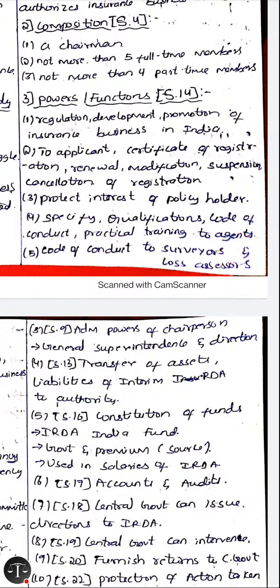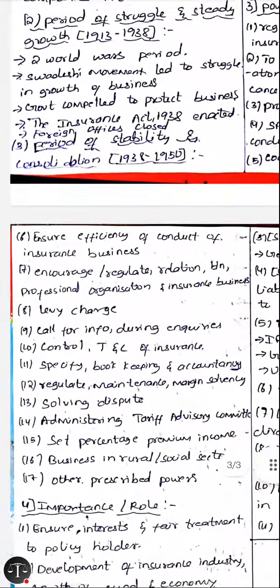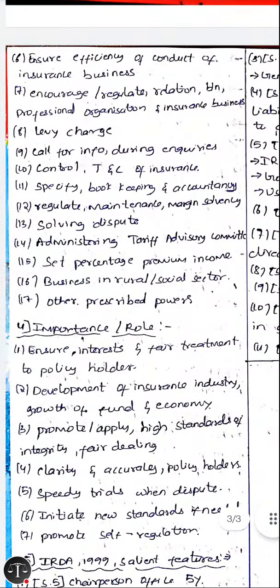They specify qualification, code of conduct, practical training to agents. The code of conduct to surveyors and loss assessors is provided. They ensure efficiency of conduct of insurance business. They encourage or regulate relation between professional organizations and insurance business. The IRDA levies charges. They call for information during inquiries. Say for example, they think that if an insurance company is doing some kind of malpractice, then they will call for information and documents. They will ask that company to produce certain documents. They have that power. And they have the control to regulate the terms and conditions of an insurance company.